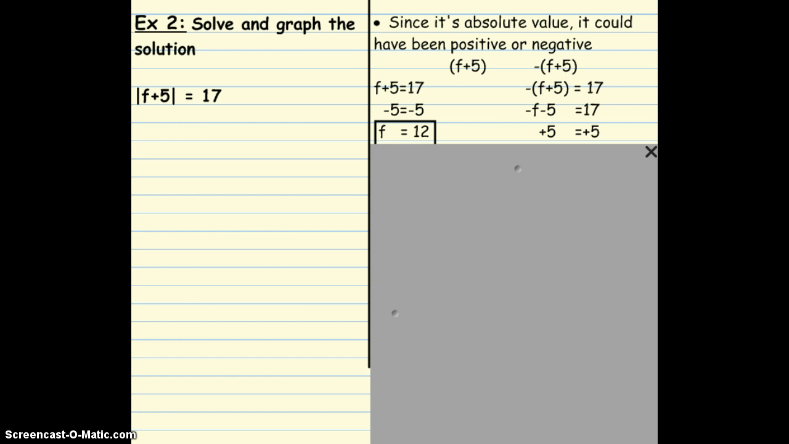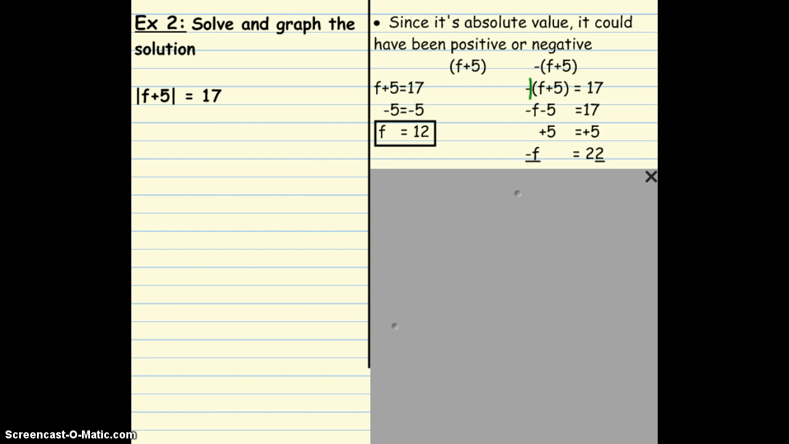Alright, on the right hand side, our negative version, this negative that's out front, remember there's really a negative 1 that's there, but as mathematicians we know that we don't have to write it, so we're going to distribute the negative 1 through the parentheses. So it's going to be negative 1f and negative 5, so negative f minus 5 equals 17. Solving for f, we have to add 5 to both sides, so we get negative f equals 22.